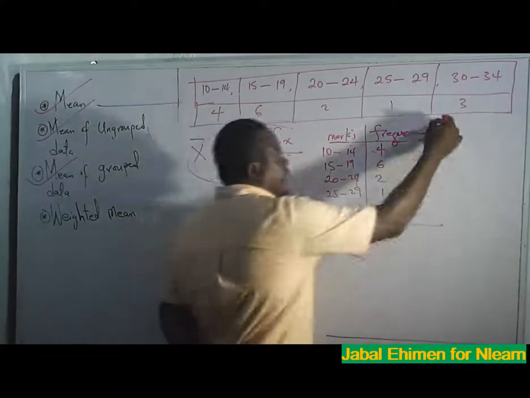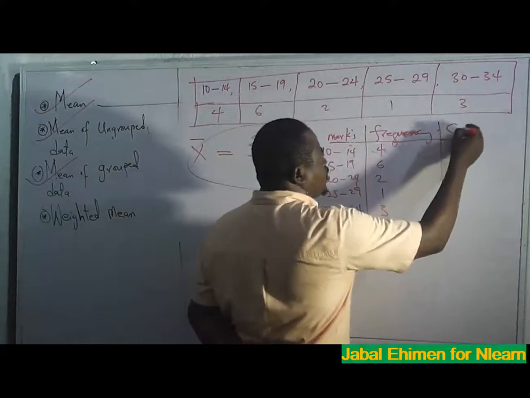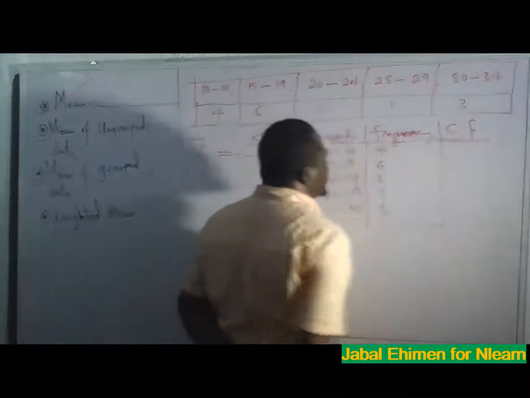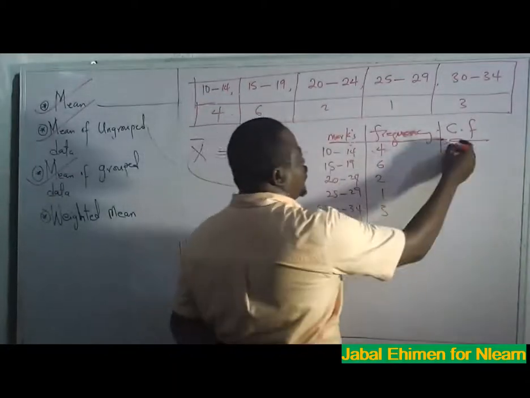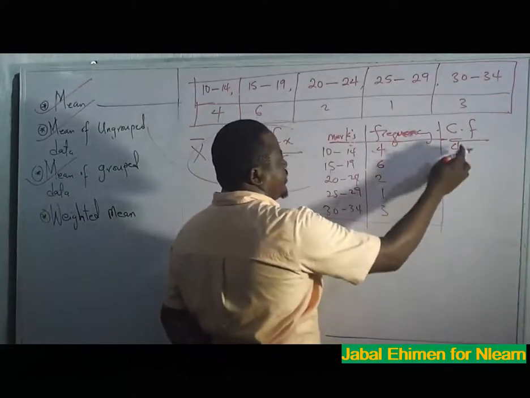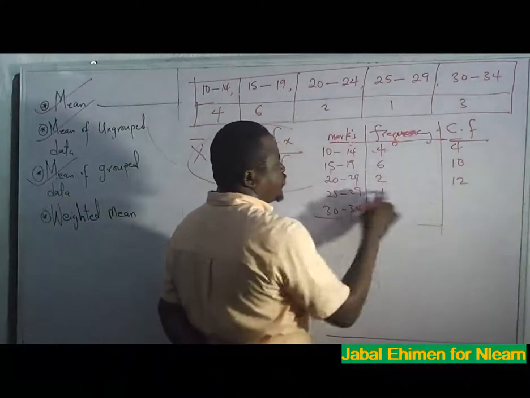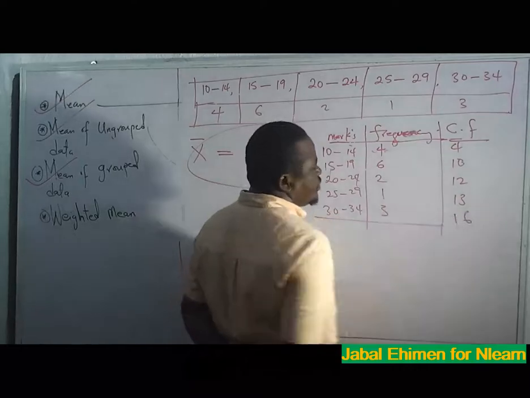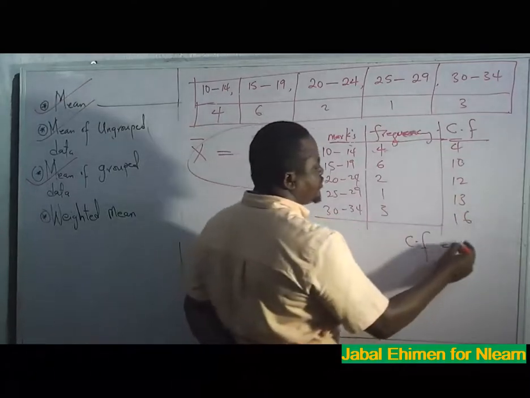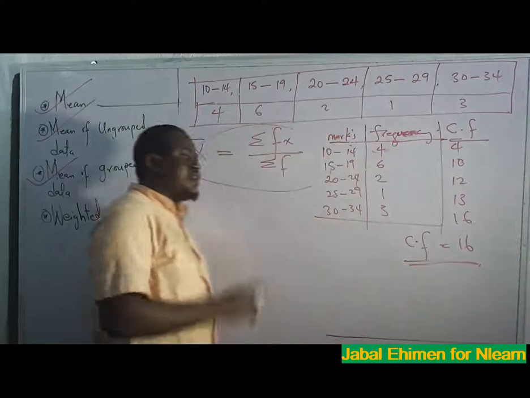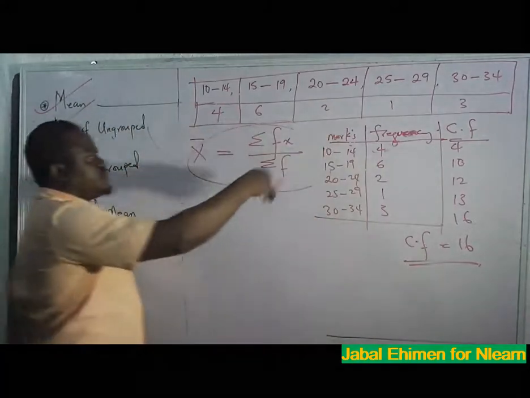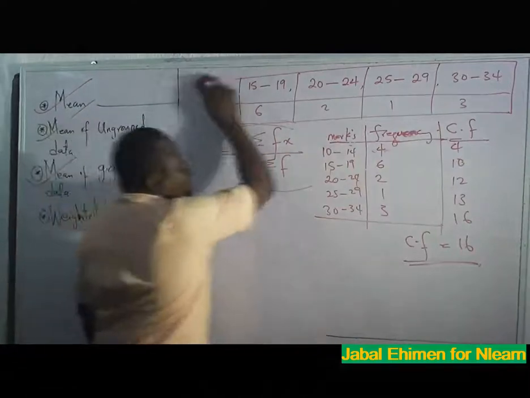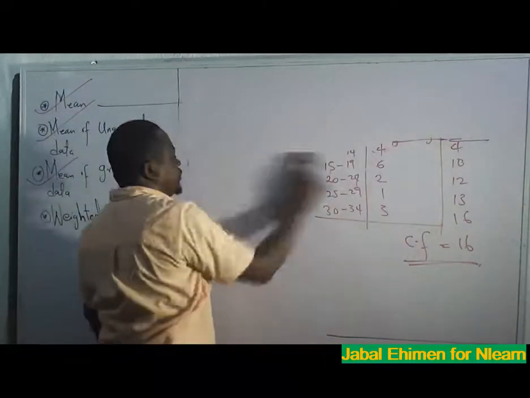So from here I can calculate something called cumulative frequency. The C stands for cumulative, F stands for frequency. If I want to calculate cumulative frequency, all I need to do is 4 plus 6, that's 10, 10 plus 2, that's 12, 12 plus 1, that's 13, and 13 plus 3, that's 16. So now CF, which is cumulative frequency, is equal to 16. You take note of this and of your cumulative frequency.